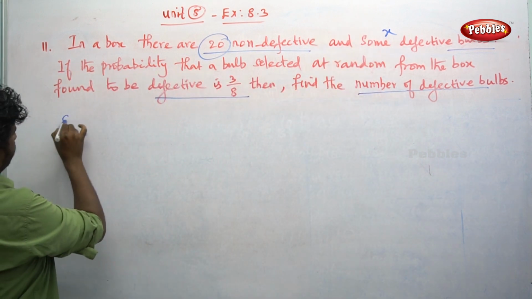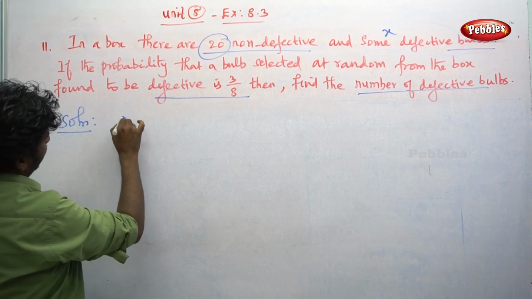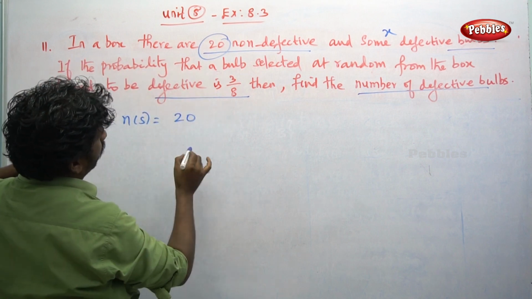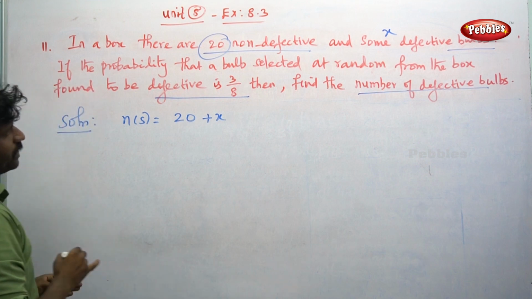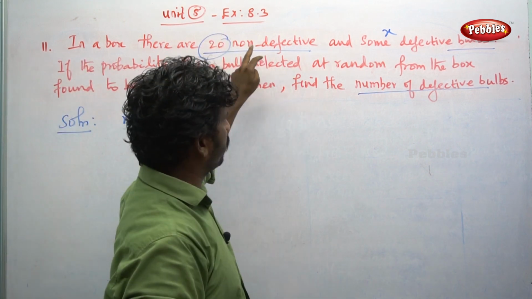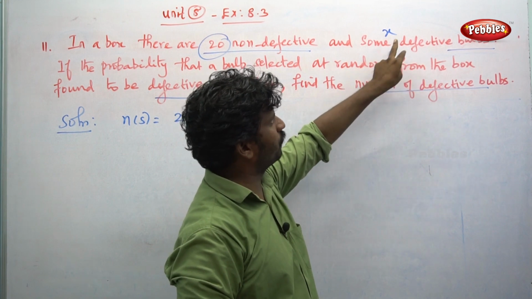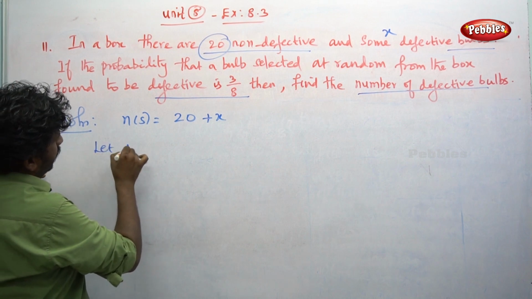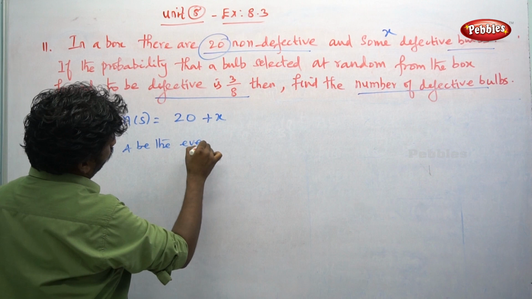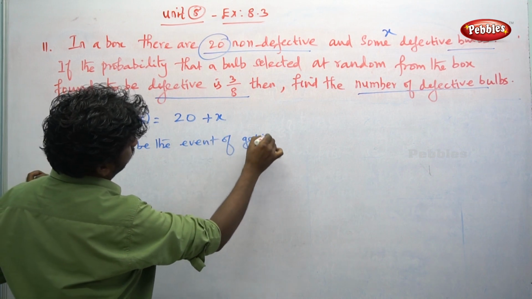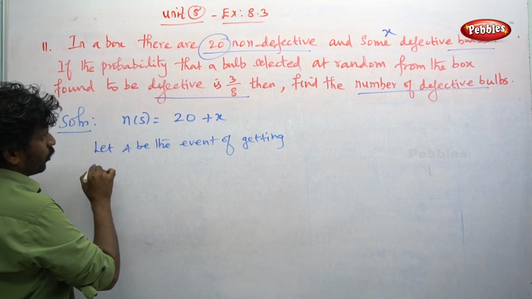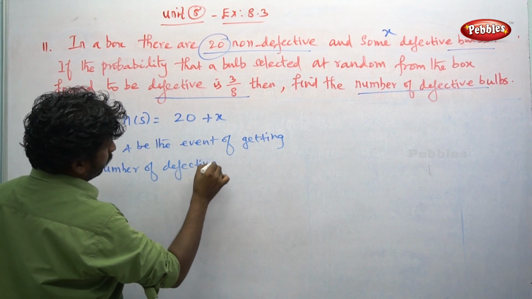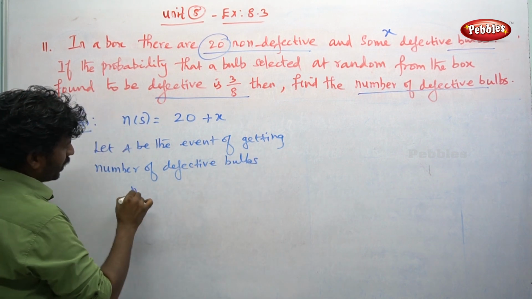So see the solution. First write the sample space. The n of s is equal to, what is that? In a box there are 20 non-defective bulbs plus x defective bulbs. அப்படி ரெண்டுத்தையும் ஆட் பண்ணி எடுத்துக்கணும். 20 non-defective bulbs and some defective bulbs. Some defective அப்படிங்கறத x னு எடுத்துக்கிறோம். So this is n of s. இப்போ என்ன எழுதுறோம் பாருங்க. Let a be the event of getting the number of defective bulbs. So the n of a is equal to what?